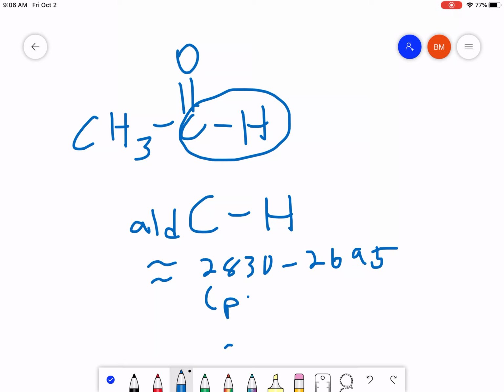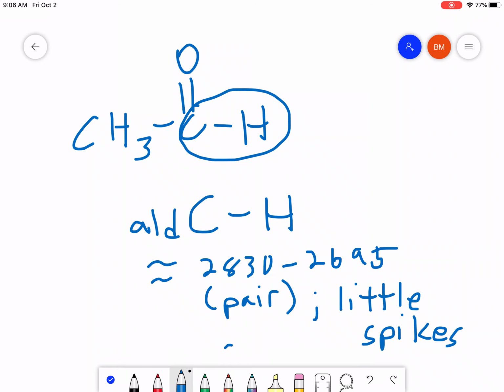And it appears as a pair. There's always going to be two of them. And they can be hard to notice sometimes. They're kind of subtle. They're little spikes. In fact, they're frequently called the aldehyde spikes.